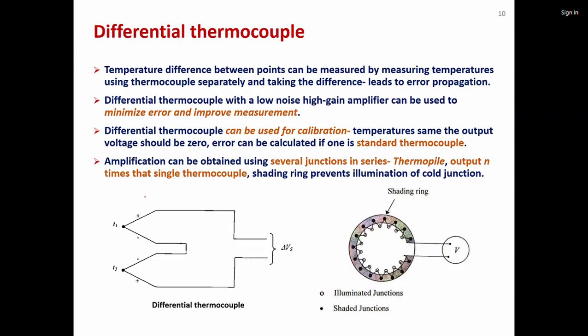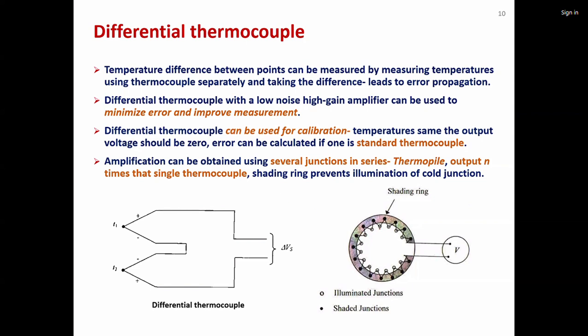Now, if you want to amplify the temperature difference between 2 points, and sometimes the temperature difference may not be very large, and your uncertainty of measurement is affecting the reliability of your data, then you can have these kinds of junctions in series. You can have a series of these junctions in the form of what is called a thermopile. So a thermopile is basically an array of thermocouples where the output increases as you add on the number of thermocouples in the thermopile.